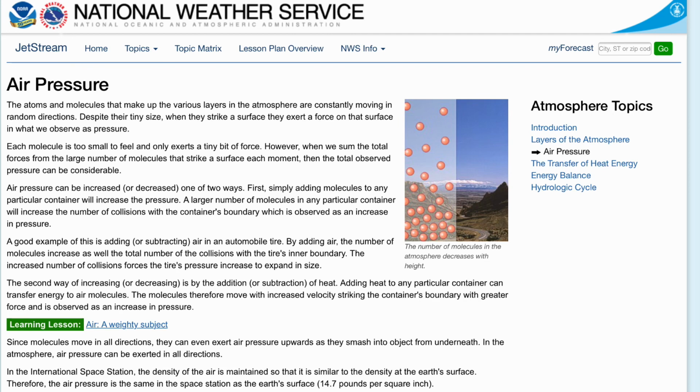Let's find out how it works. The atoms and molecules that make up the various layers in the atmosphere are constantly moving in random directions. Remember that despite their tiny size, when they strike a surface, they exert a force on that surface in what we observe as pressure. They're hitting something. Each molecule is too small to feel and only exerts a tiny bit of force. However, when we sum the total forces from a large number of molecules that strike the surface each moment, then the total observed pressure can be considerable.